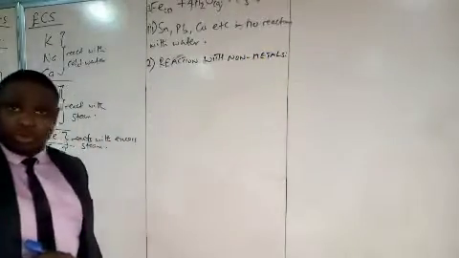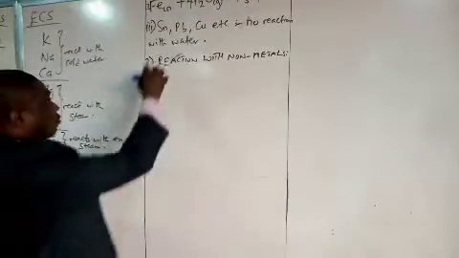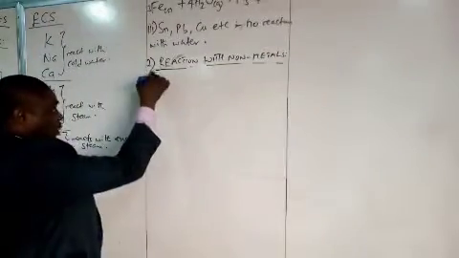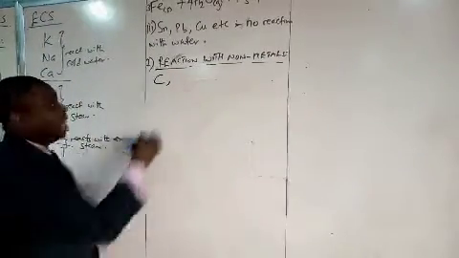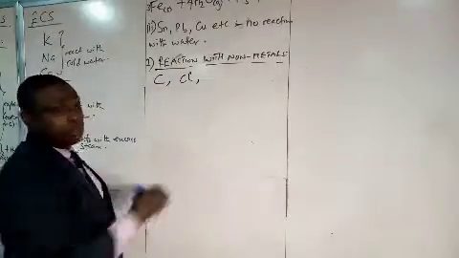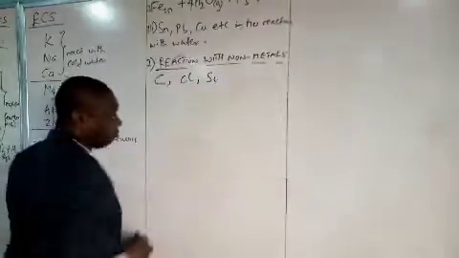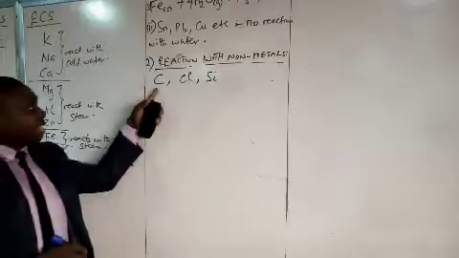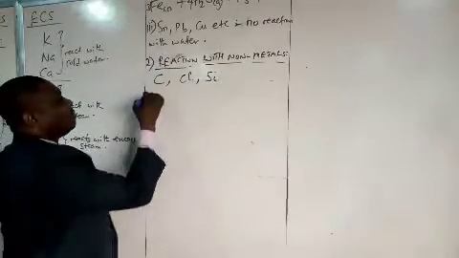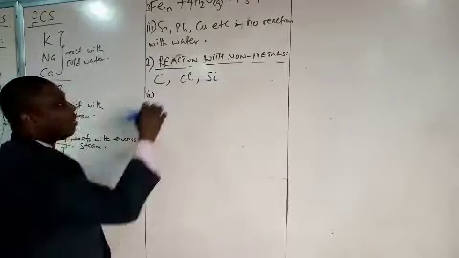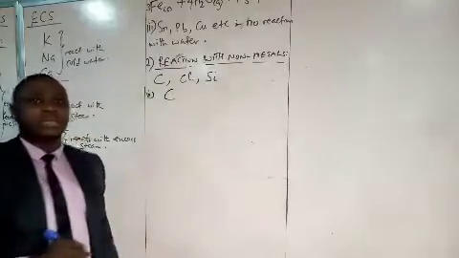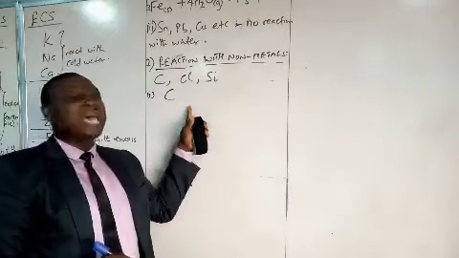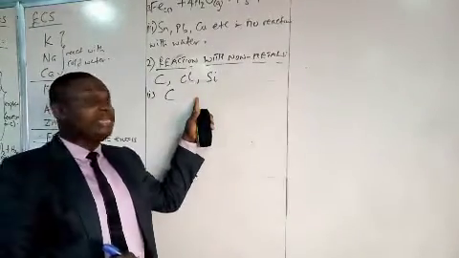So I'm going to take a few of those non-metals. An example of those non-metals that we can have: we have carbon, right? We have chlorine, and of course we have silicon. Okay? So if we take the first, I'm going to break them into batches. In the first one, carbon reacts with water at high heat, with steam at high heat.